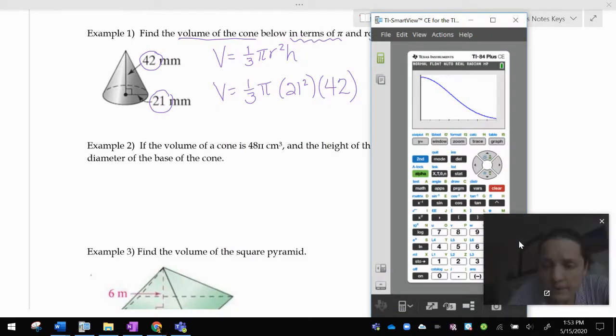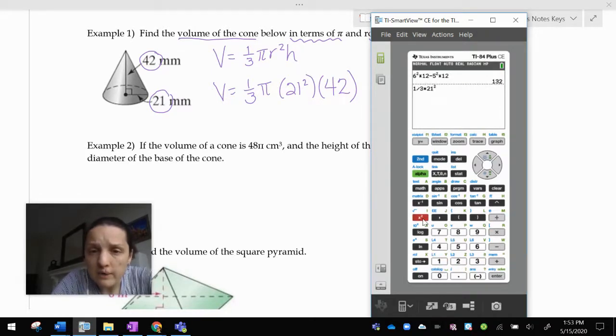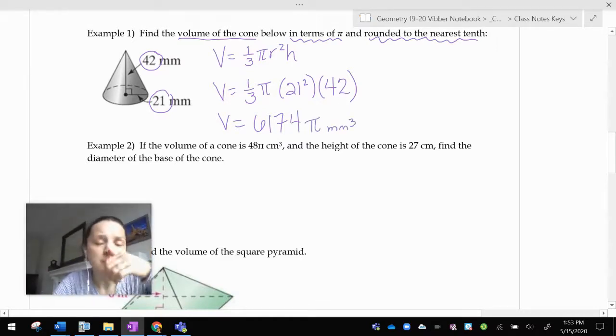Okay, so if I come here, if we're going to get this in terms of pi, I want to do the 1/3, ignore the pi, do 21 squared, and then do 42. And I have 6,174. So this volume is 6,174 pi, and this would be cubic millimeters. And there's my volume in terms of pi.